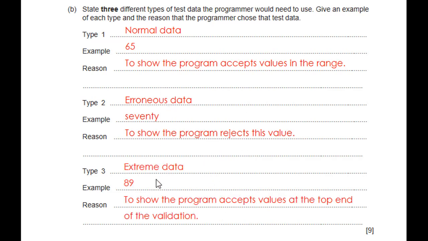And the last one I'm going to do is some extreme data. So I'm going to type in 89 because I'm testing the very, very top end of the validation. You should always test maybe 59, 61, 89, 91 to check that you've set up the greater thans and less thans or equal tos correctly in your if statement. So you should always check one short of the number that you're checking against and one beyond to make sure it's working within the range.